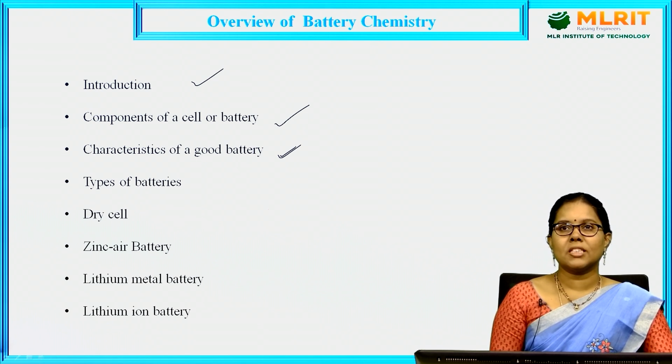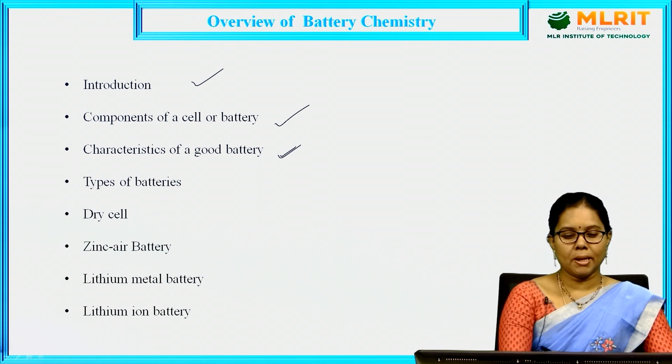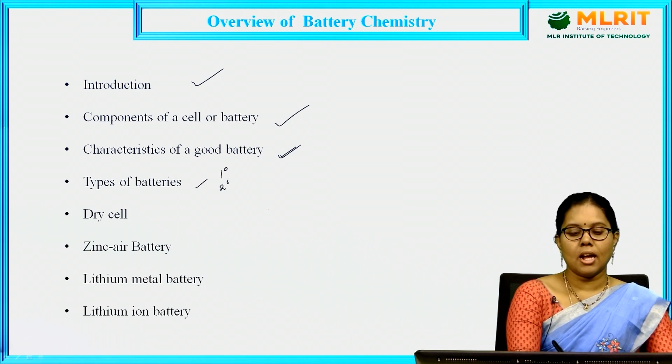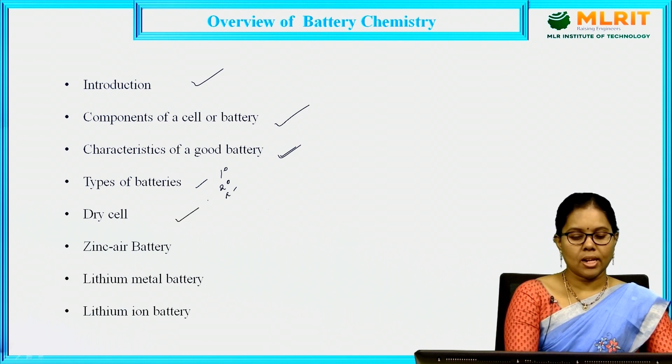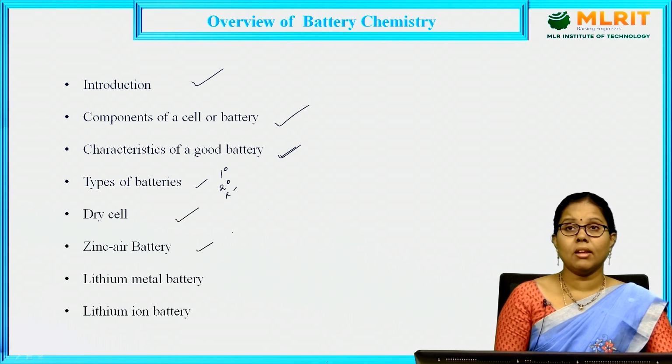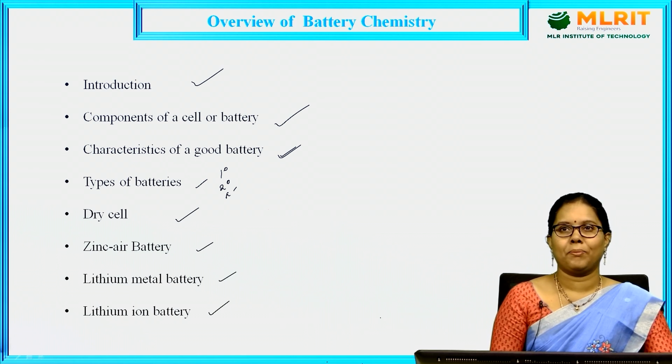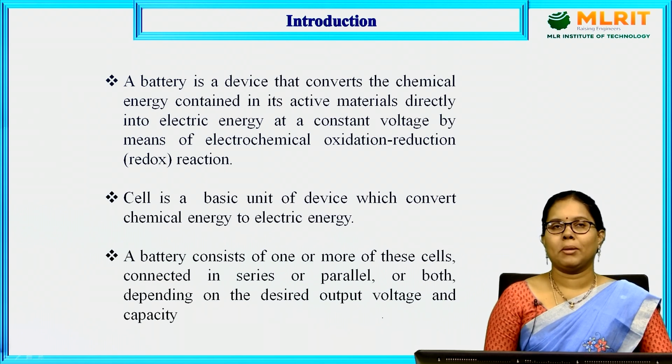The next topic is types of batteries. There are three types of batteries: primary battery, secondary battery and reserve battery. Among these, the examples are dry cell, zinc air battery, lithium metal battery and the lithium metal ion battery. So, this is the overview of the battery chemistry. Let us move to the introduction of the battery chemistry.